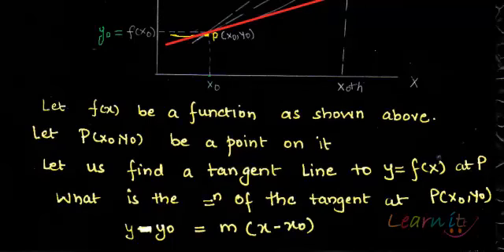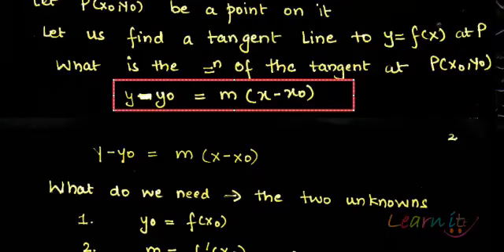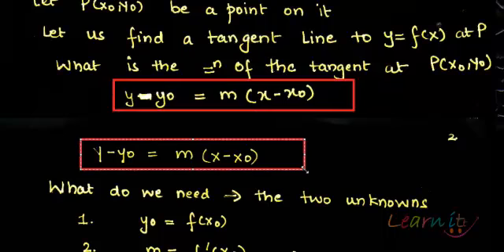Now, let us first of all find the equation of the tangent at P equals (x0, y0). What is the equation of the tangent? As given to us here, it is y minus y0 equals m times (x minus x0). What is this m? This m is the slope of this line. So y minus y0 equals m(x minus x0).